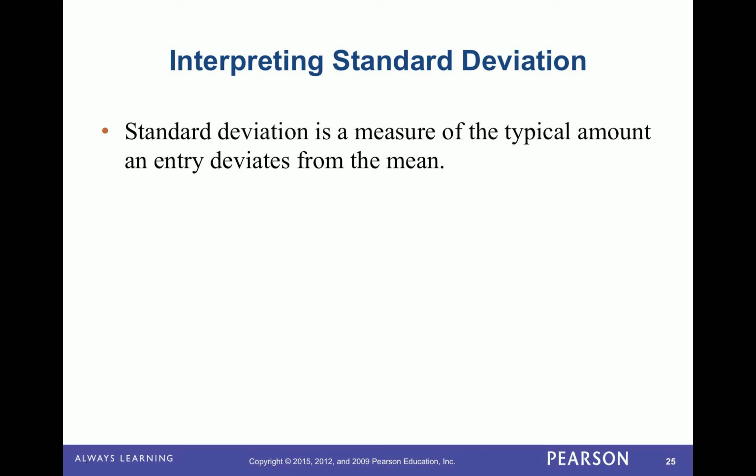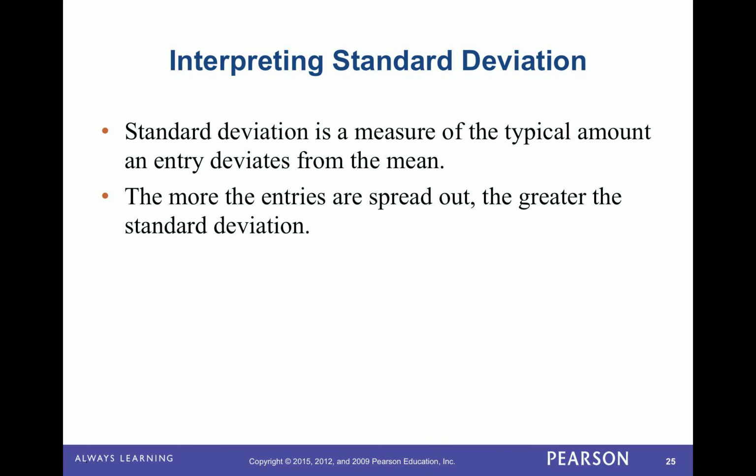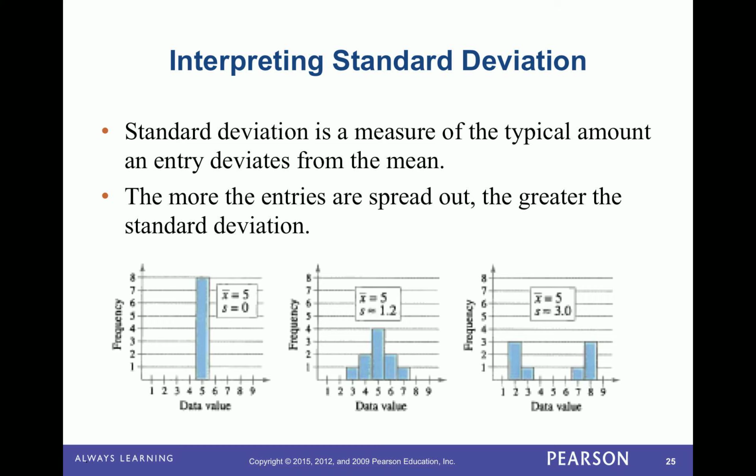Standard deviation is the measure of the typical amount an entry deviates from the mean. So how far away is it from the mean? The more the entries are spread out, the greater the standard deviation. If everything was exactly the same value, your standard deviation would be 0. If the data is clustered close together, like a little bell curve, you get a small standard deviation. But if it's really spread out, your standard deviation would be larger. So look at these three pictures: close, spread out, really spread out.